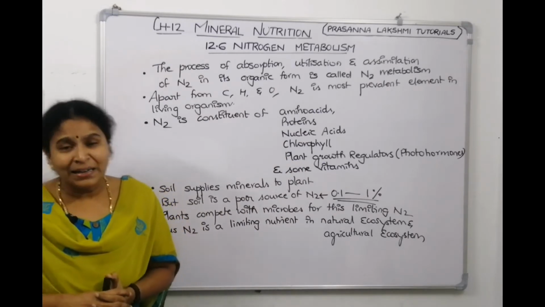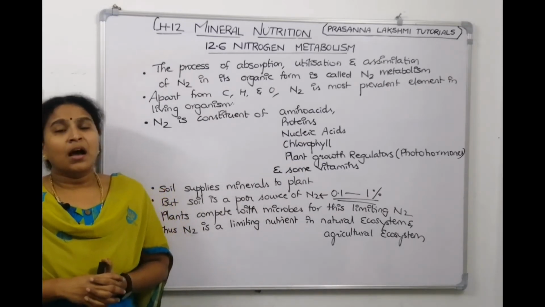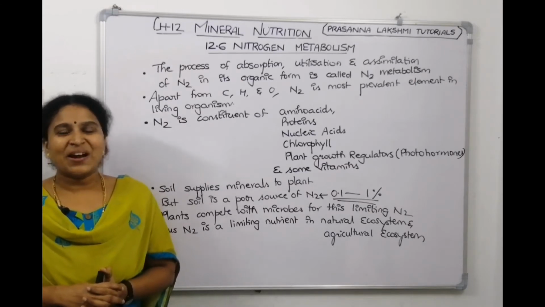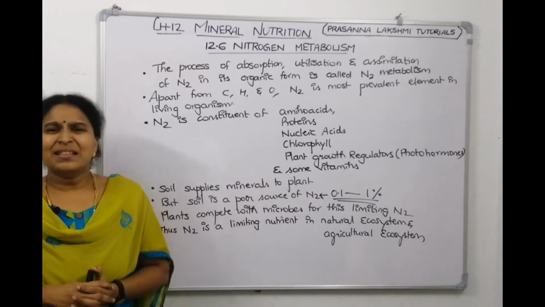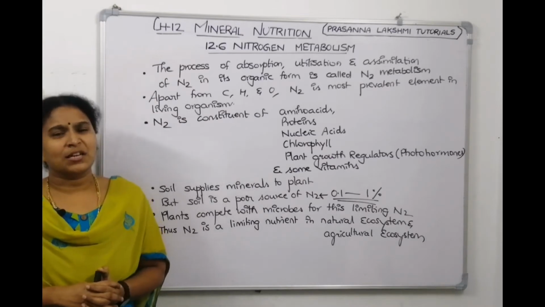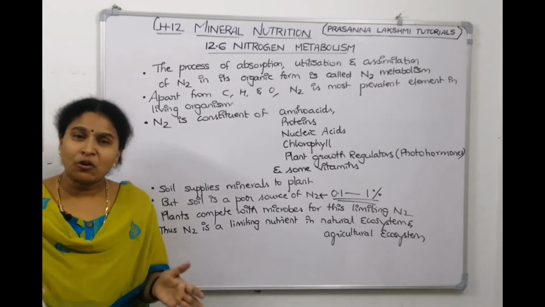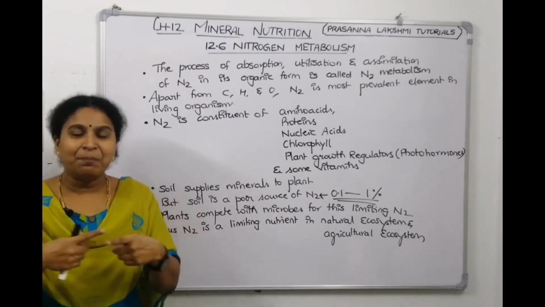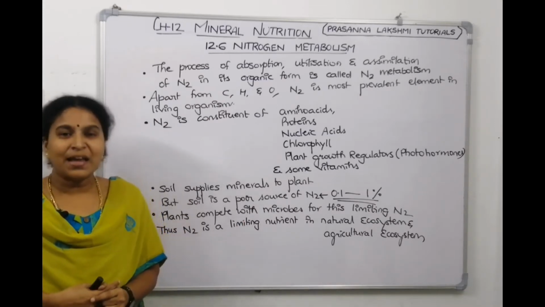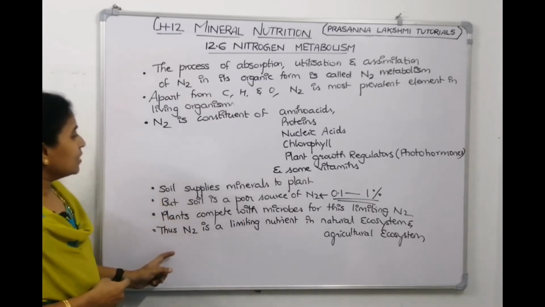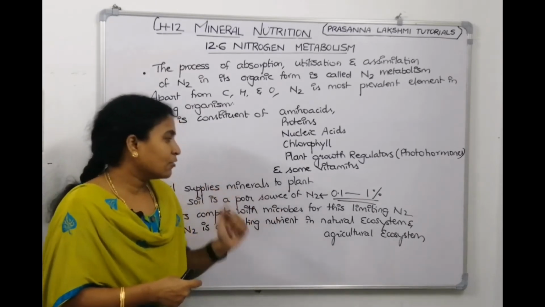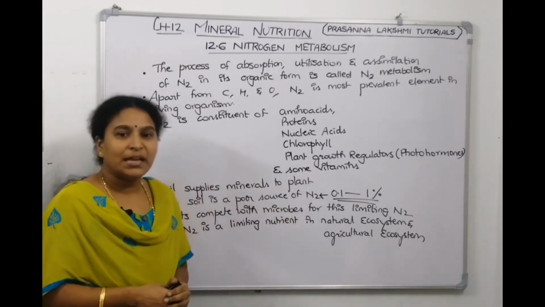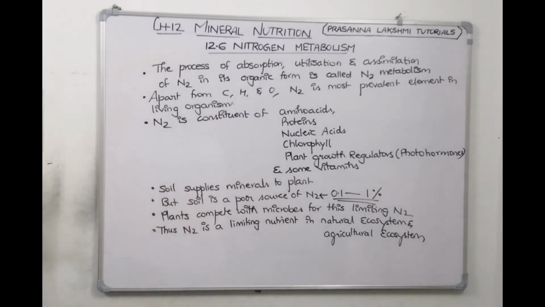So from where will the plant take that nitrogen? From the soil. How much nitrogen is present in the soil? Soil has only 0.1 to 1% nitrogen. That means soil is a poor reservoir of nitrogen. And in that same soil, microorganisms are also there. They also want that nitrogen. Plant and microorganisms are competing for the limited nitrogen. So that is why we are concluding that nitrogen is a limiting nutrient for an agricultural ecosystem also, natural ecosystem also. Take a screenshot, we will continue. Right, children?